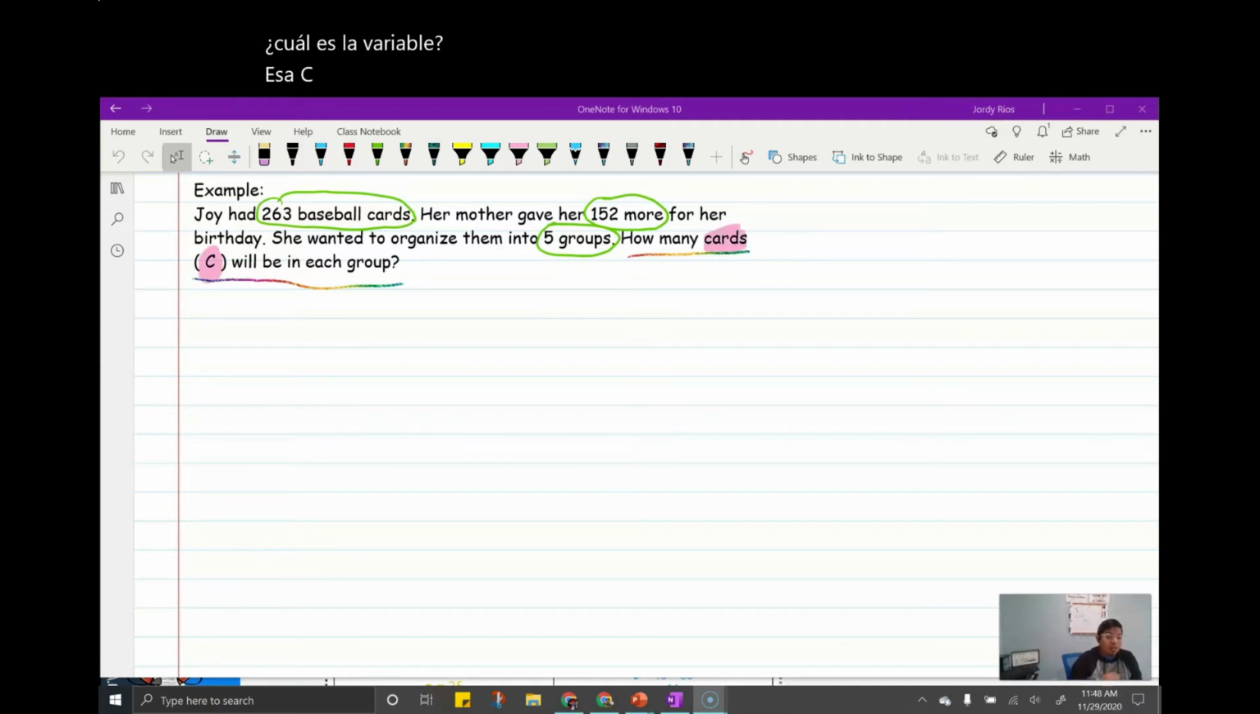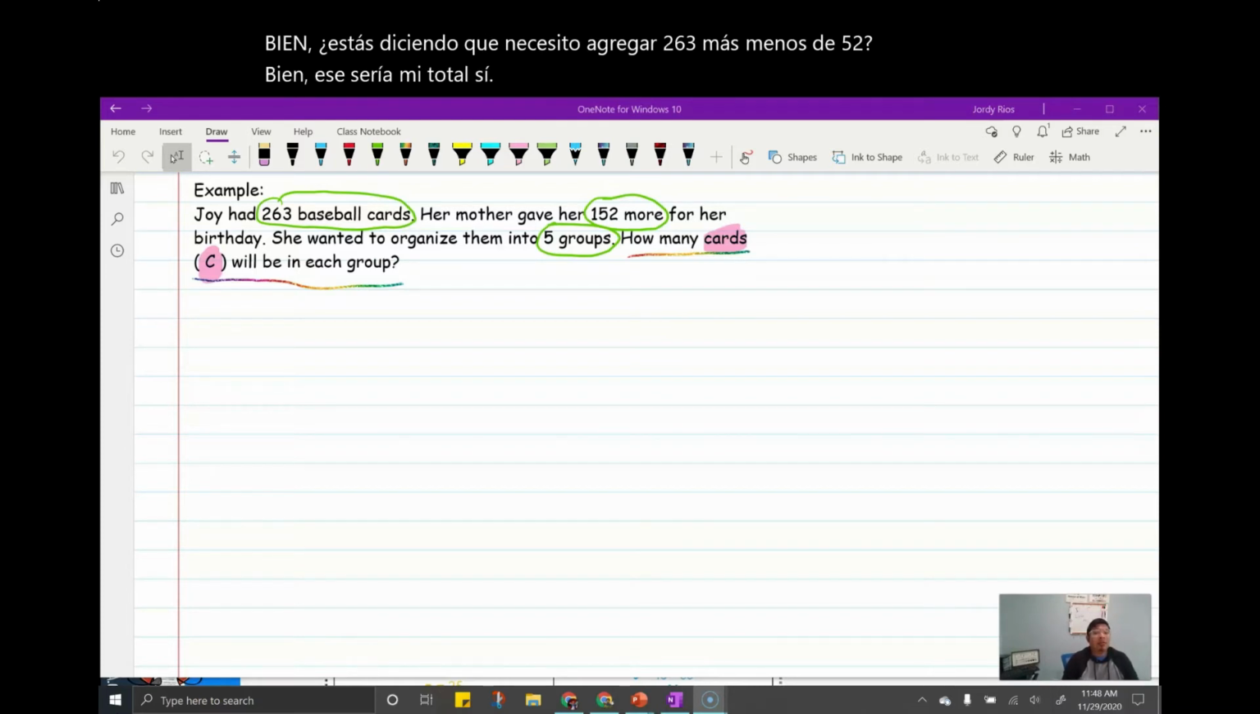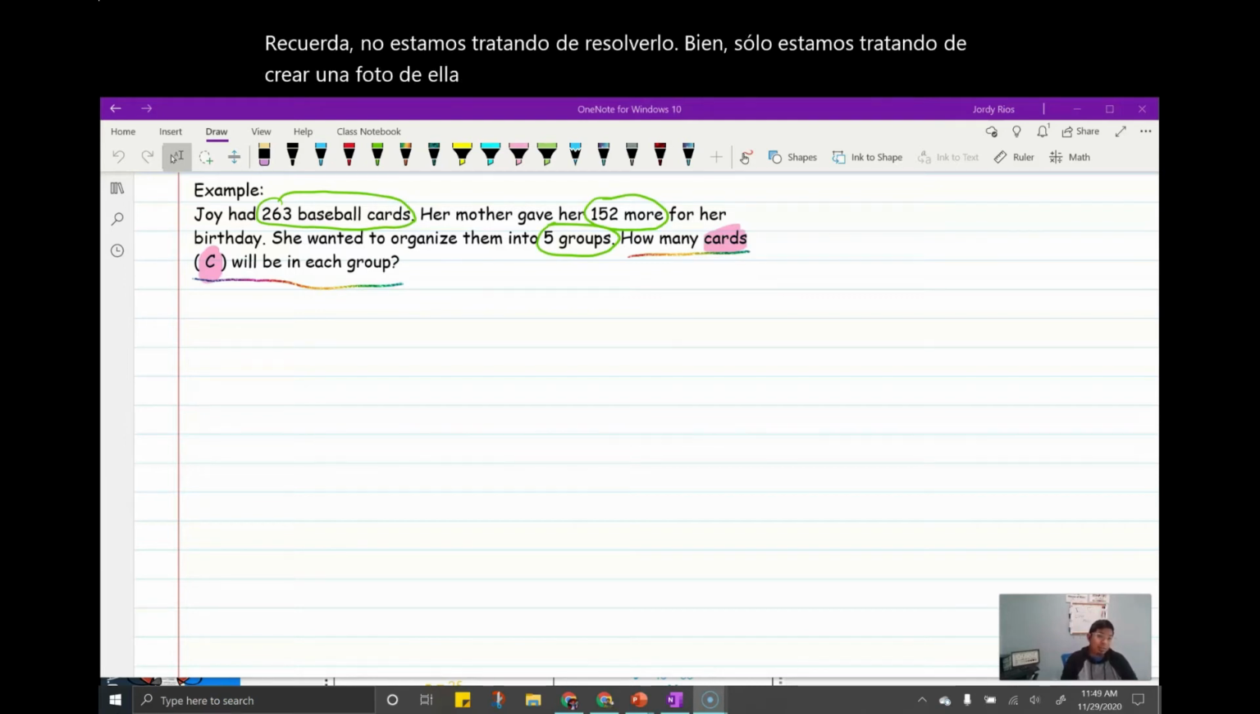Alright, so let's go ahead and draw a picture. Now, do I know how many cards there are in total? I do. Okay, so you're saying I need to add 263 plus 152. Good, that would be my total, yes. Now remember, we're not trying to solve it, we're just trying to create a picture of it. So what does adding 263 baseball cards and 152 more look like?